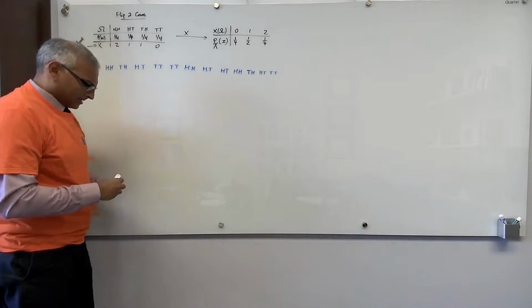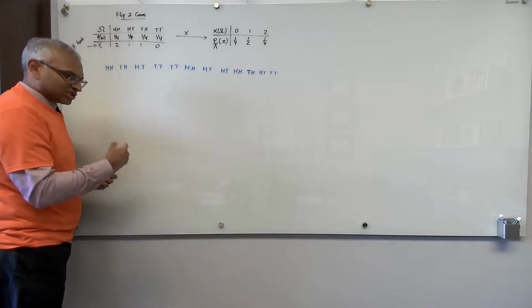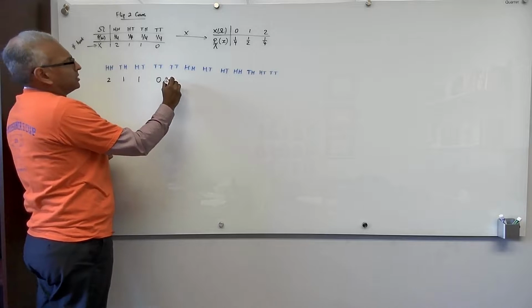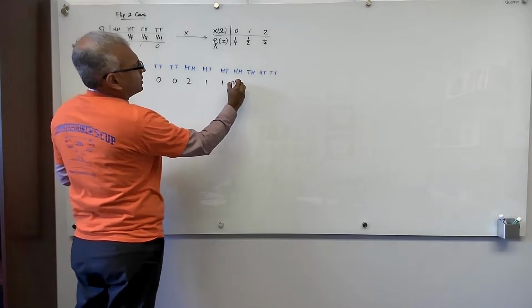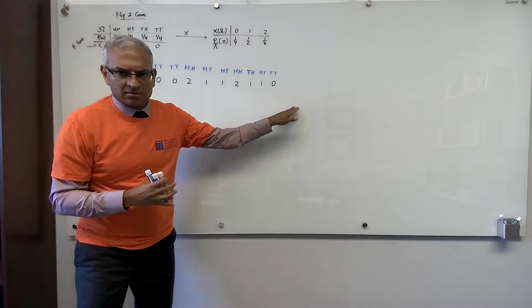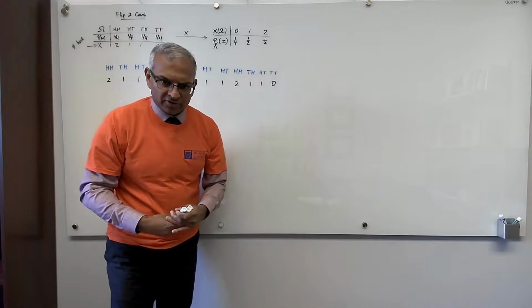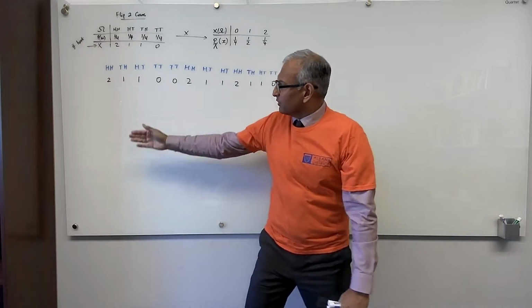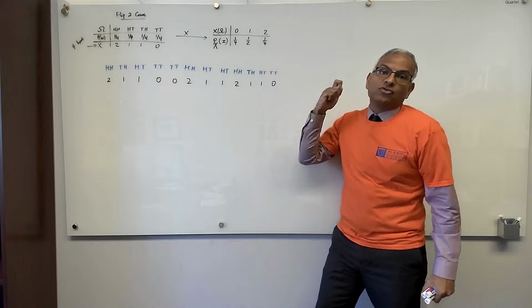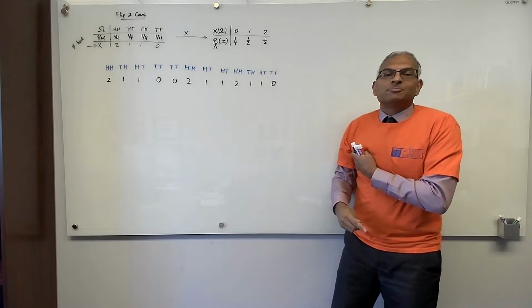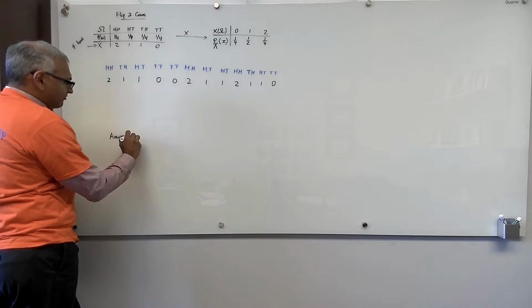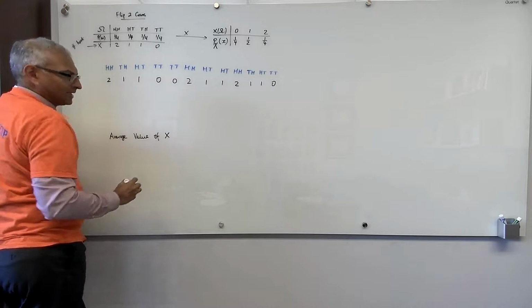Now let's see what my random variable, my measurement, equates to for each experiment. Here I have 2, 1, 1, 0, 0, 2, 1, 1, 2, 1, 1, 0. So each time I do the experiment, I get a measurement, a value for my random variable X. Now we might ask: we've done this experiment many, many times, what's the average value of your measurement that you observed? So let's compute the average value of X.